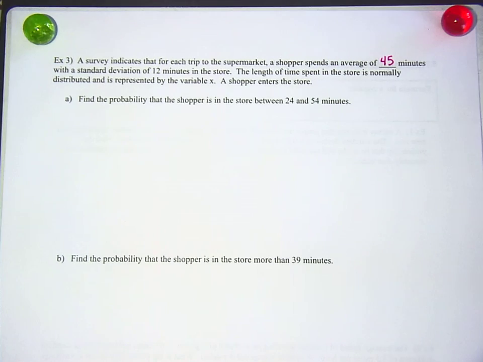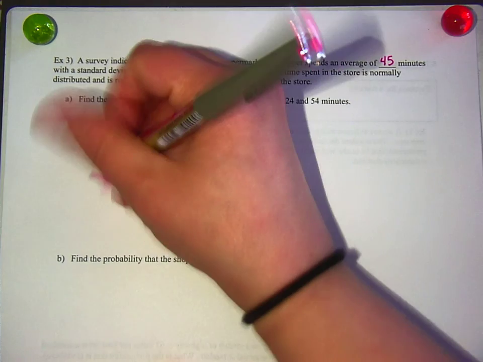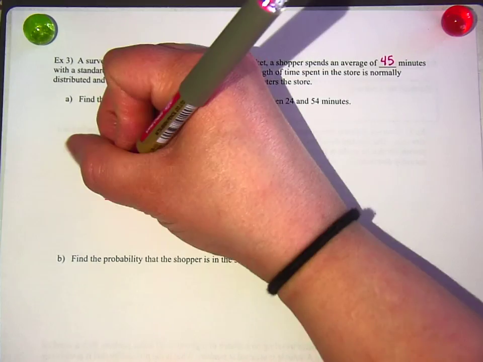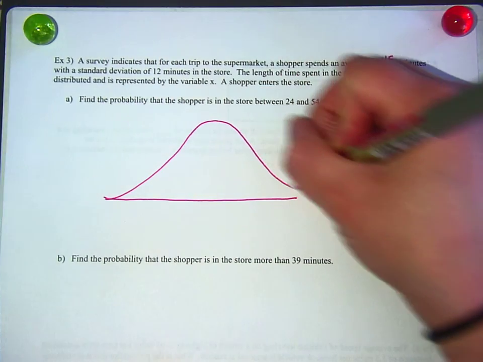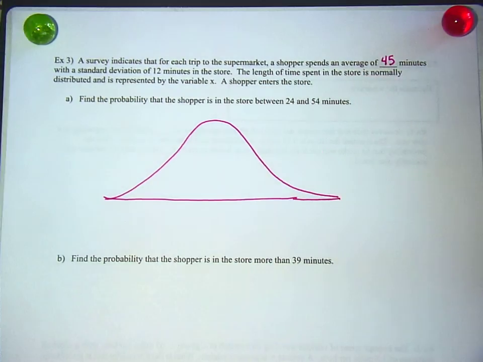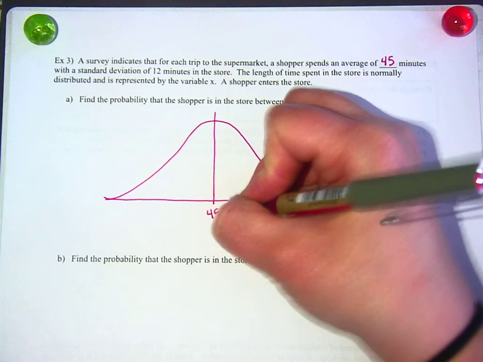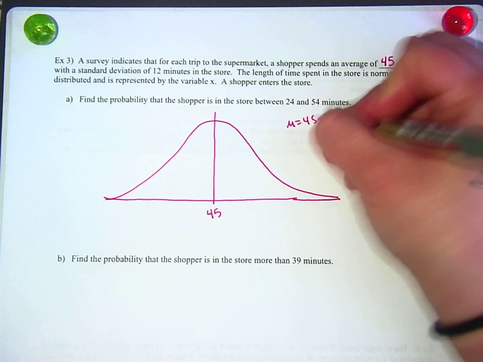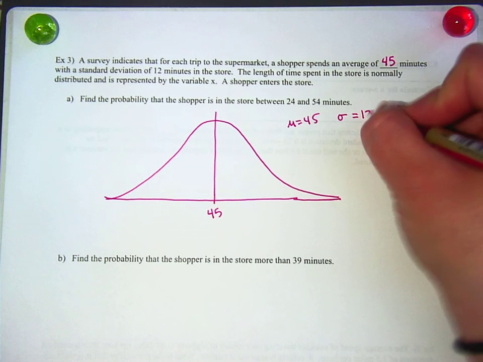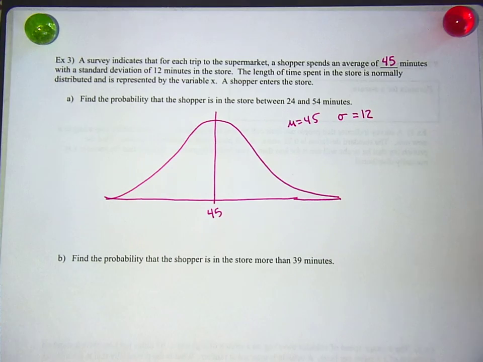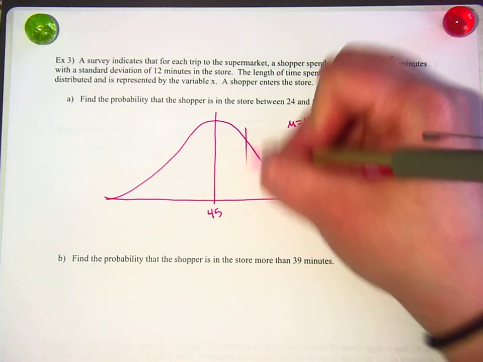Okay. So we need to find the probability that somebody shops between 24 and 54 minutes. Okay. All right, let's draw a picture. All right, so let's see, the average is 45 minutes. The standard deviation is 12. So 54 minutes, maybe about here.